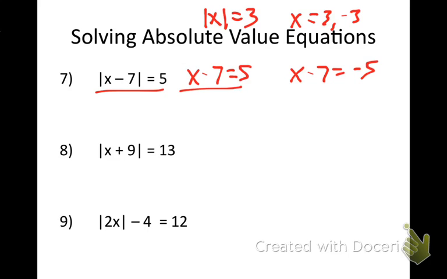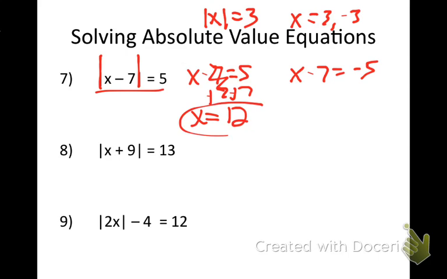Well, why do we set it up equal to negative 5? Because those absolute value bars, if I get negative 5 on the inside, it would still come out as a positive 5. So I set what those absolute value bars equal to both the positive and the negative. And then from here, I just solve it like I would any 2 equations. I would add 7, giving me x equals 12.